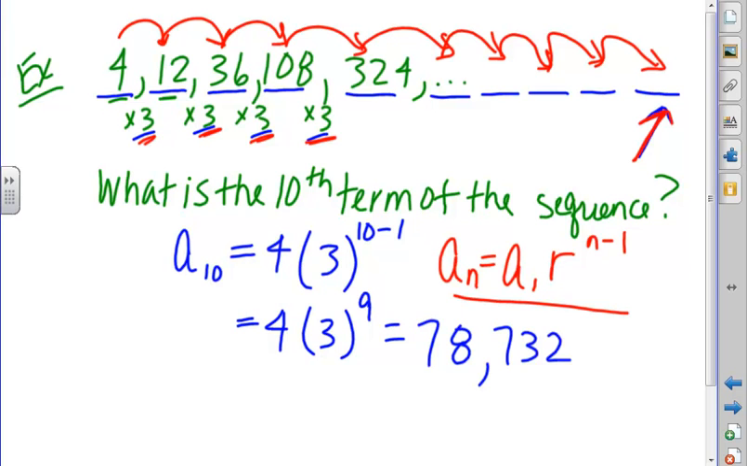Okay, another interesting thing about geometric sequences. I'll just give you one here. A little short one, 4, 20, 100, just to think about for a minute.